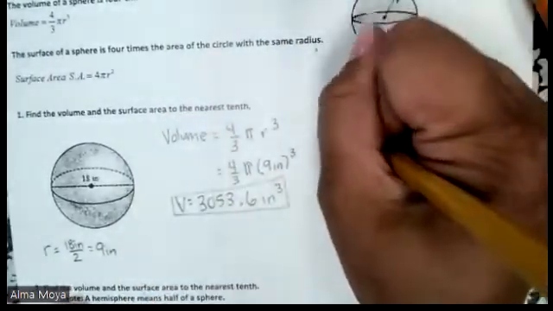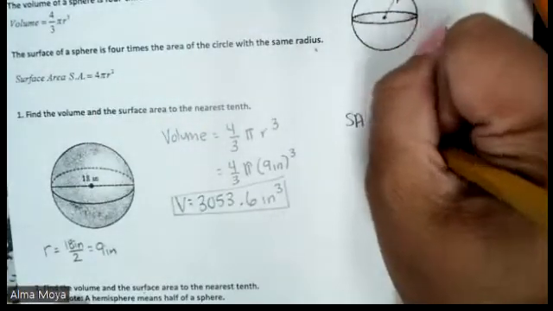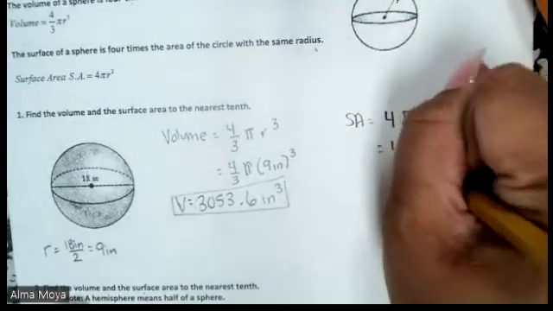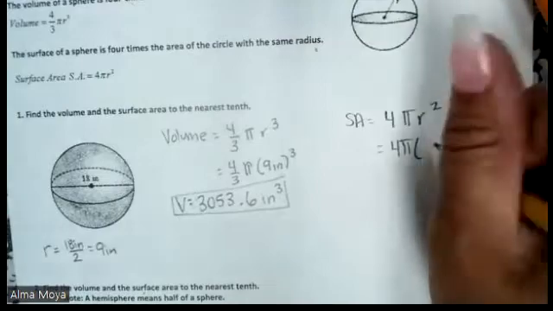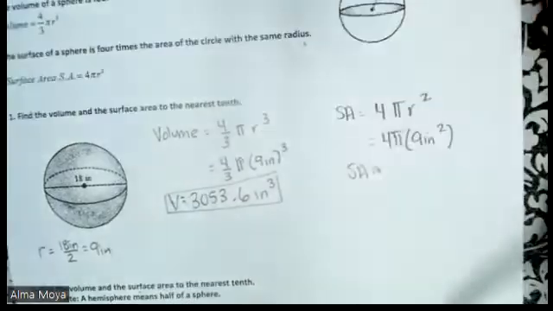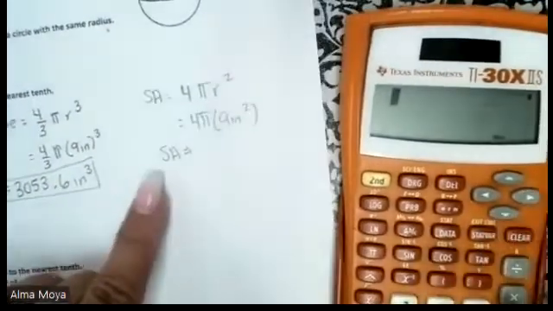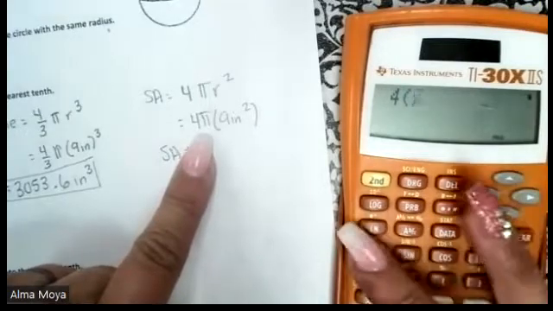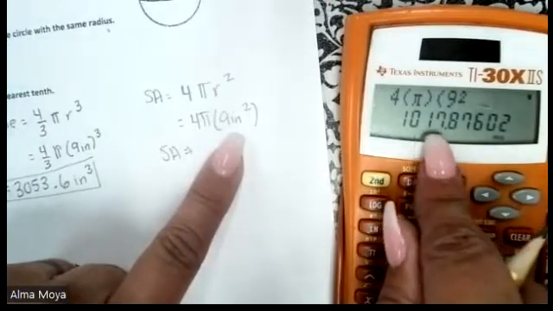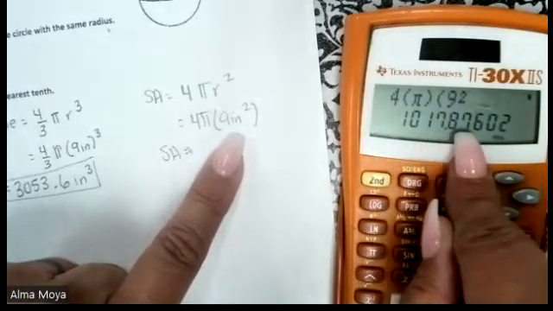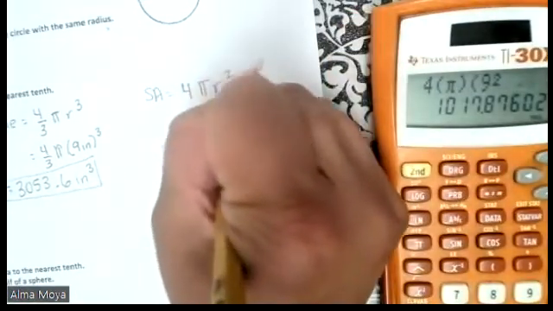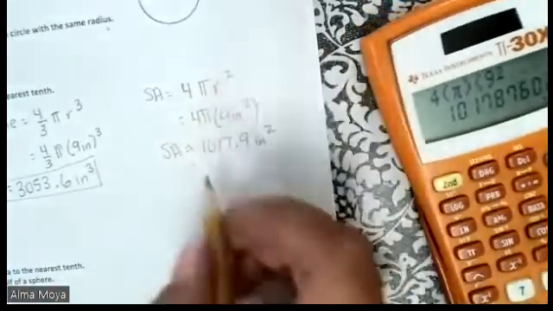Surface area. The surface area formula is 4 pi r squared. So I have a 4 pi. The radius here is going to be 9 inches squared. Type that in my calculator exactly the way it is. So clear it out. I have 4 times pi times 9 squared. And that's going to give me 1,017 point, now that's 87. So that 7 is going to make that round up to a 9. So 1017.9 inches squared.